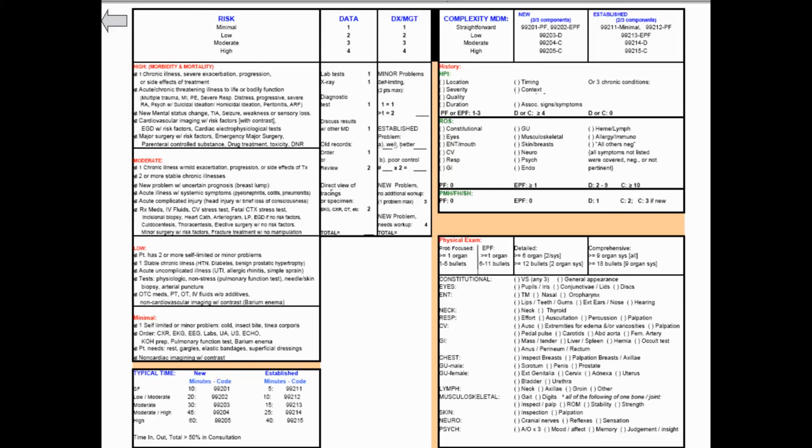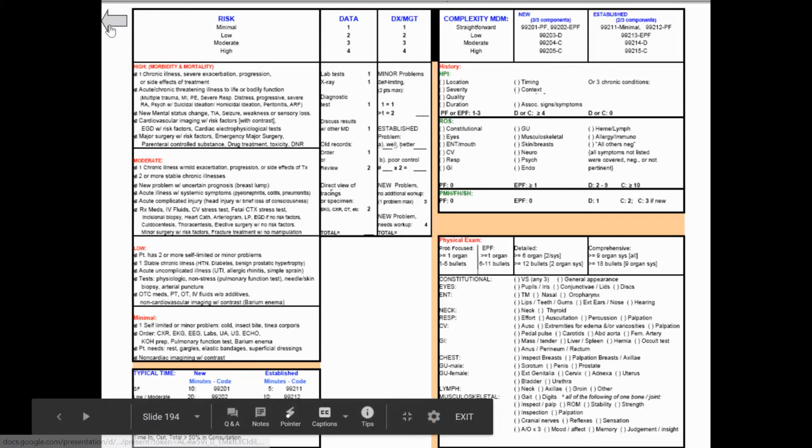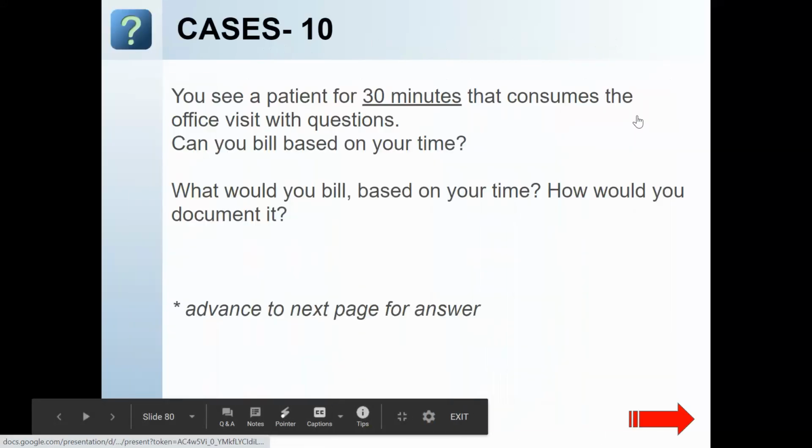And the minimum requirements in your note, I've put at the bottom: time in, time out, total time spent, and greater than 50% of the time was spent in consultation. That's the minimum that's required. So I've given you the codes based on whether they're a new or an established patient, and I've given you the minimum documentation requirements, just like we did in the other section. So with that being said, let's go back and look at cases for 10.